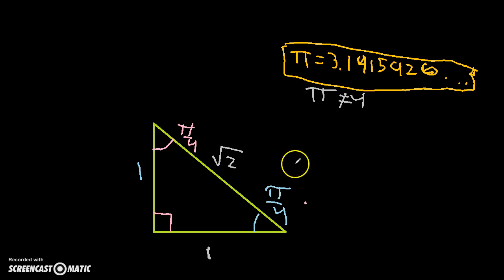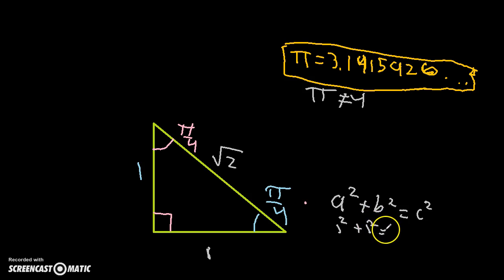The reason it's equal to the square root of 2 is because of the Pythagorean theorem, which states that a squared plus b squared equals c squared. And when we substitute, it becomes 1 squared plus 1 squared equals c squared, or 2 equals c squared, and c is just equal to the square root of 2. And c is the hypotenuse, and a and b are just the legs. And this only works for right triangles.